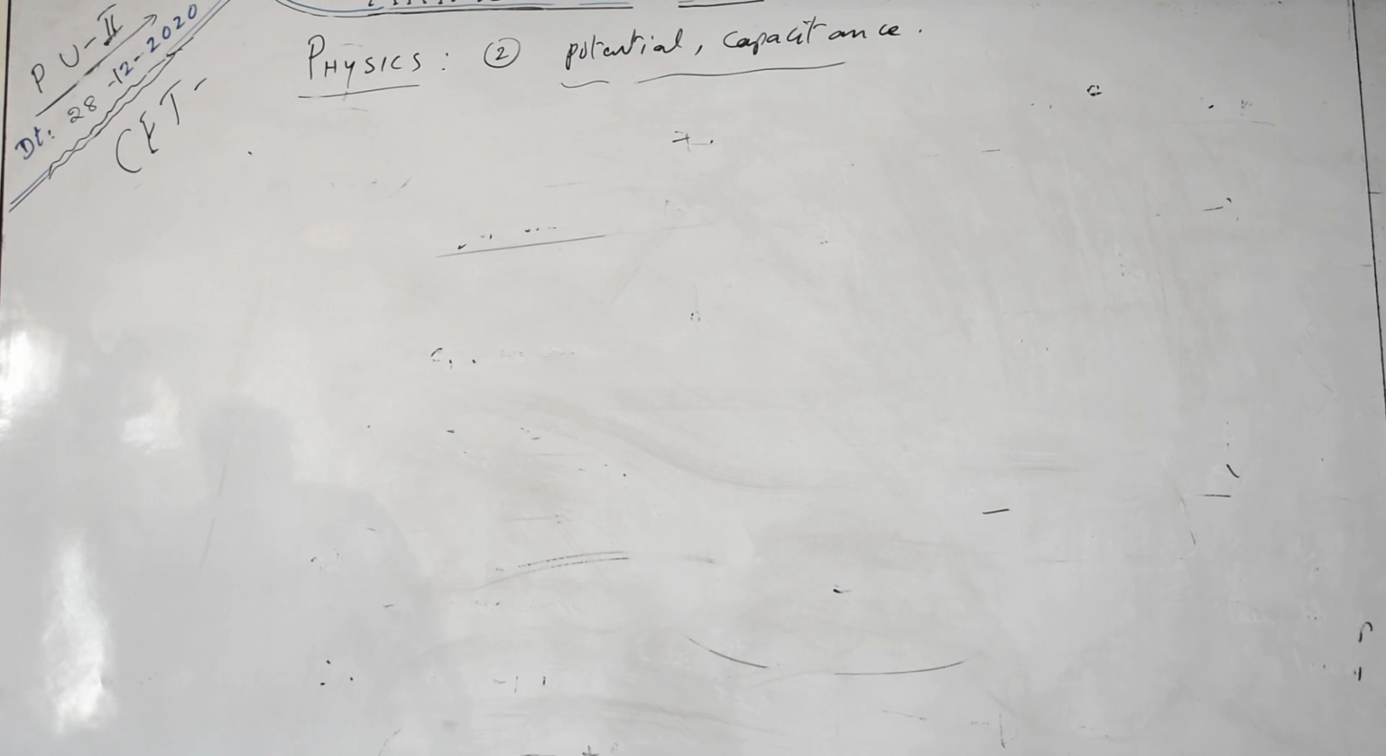This is the question from 2013, the first question. An oil drop of mass 10 to the power of minus 6 kg is hanging at rest between two plates with 1 mm separation, having a potential difference of 500 volts. Find the charge on the drop.